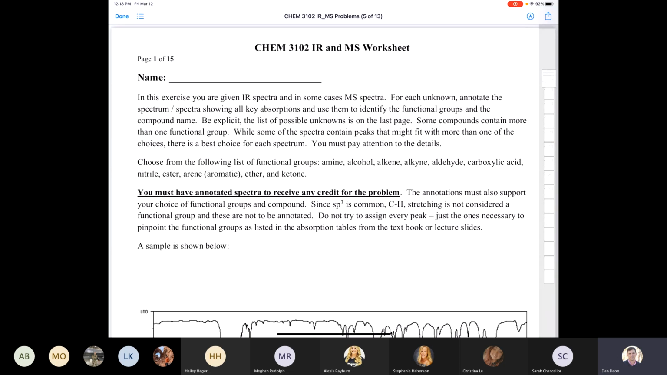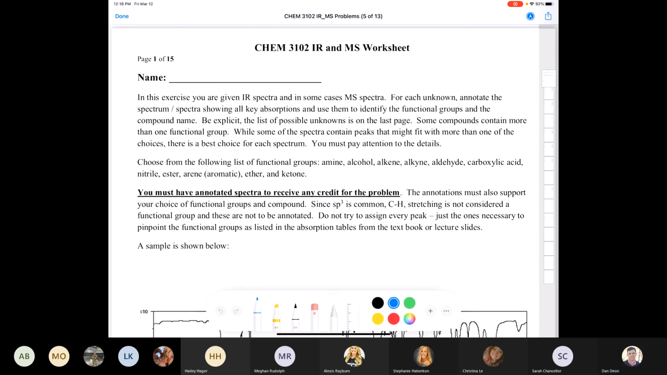It's an IR and MS worksheet that everybody has to complete. It has the same due date for everybody in the class. So for everybody, this will be due on March 26th. Not March 29th. March 26th at 11:59 p.m. Everybody has to have this completed within the next 2 weeks.